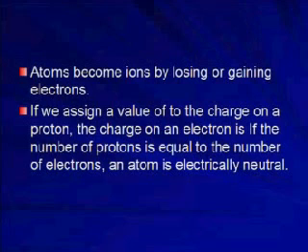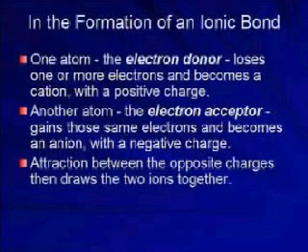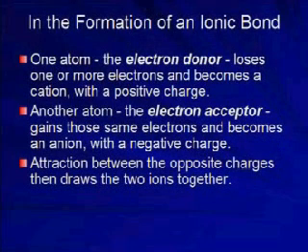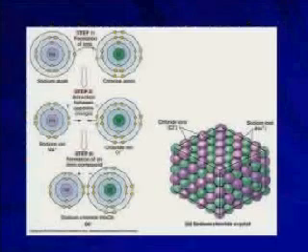If we assign a value to the charge on a proton, the charge on an electron is the opposite, and the number of protons is equal to the number of electrons. An atom is electrically neutral. In the formation of an ionic bond, one atom, the electron donor, loses one or more electrons and becomes a cation with a positive charge. Another atom, the electron acceptor, gains those same electrons and becomes an anion with a negative charge. Attraction between the opposite charges then draws the two ions together.